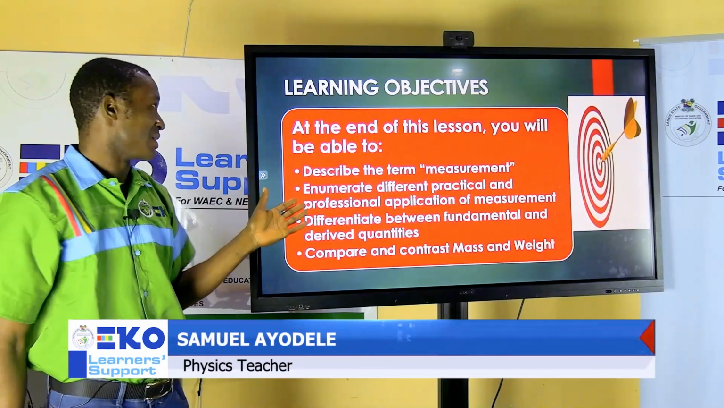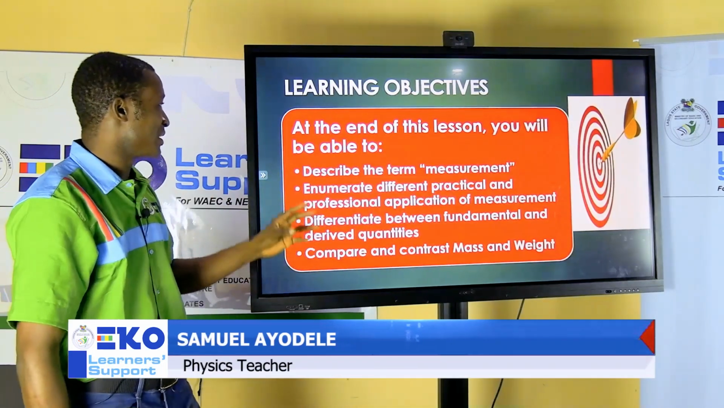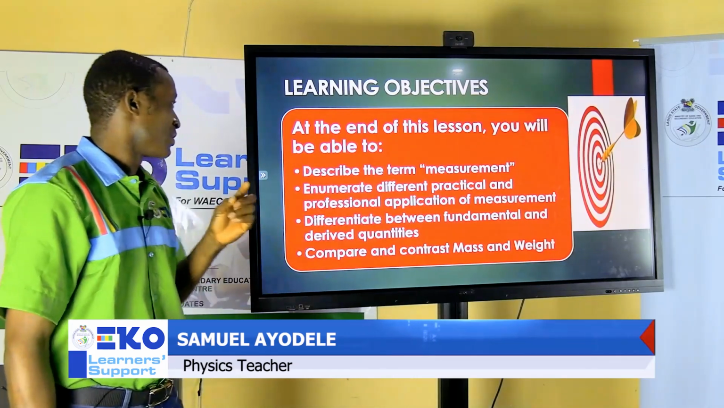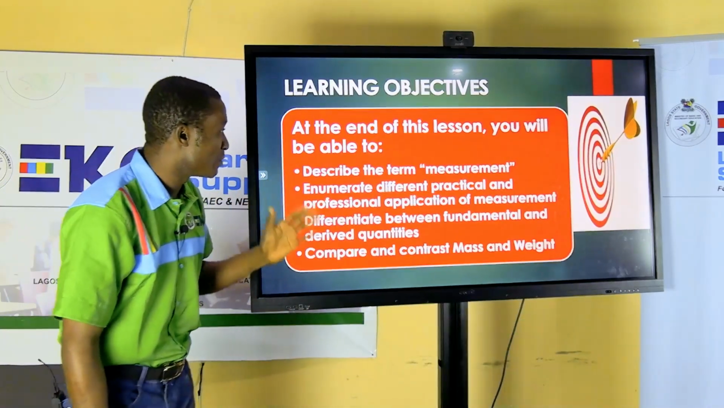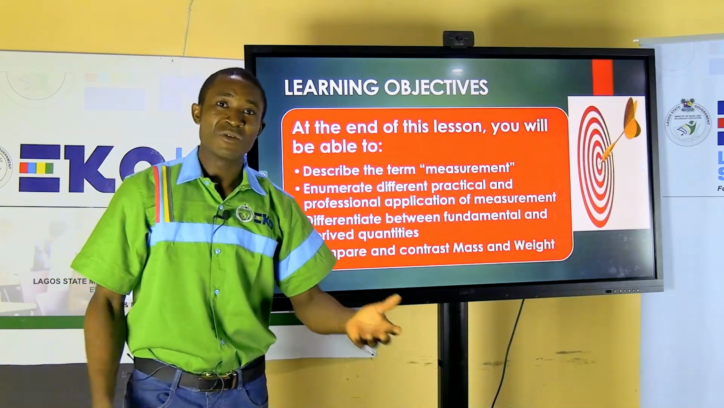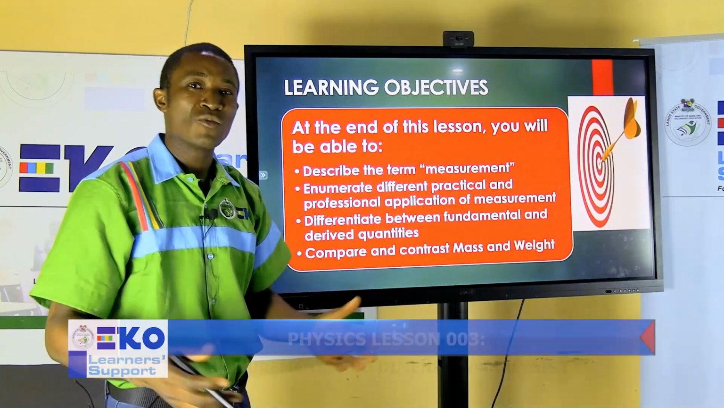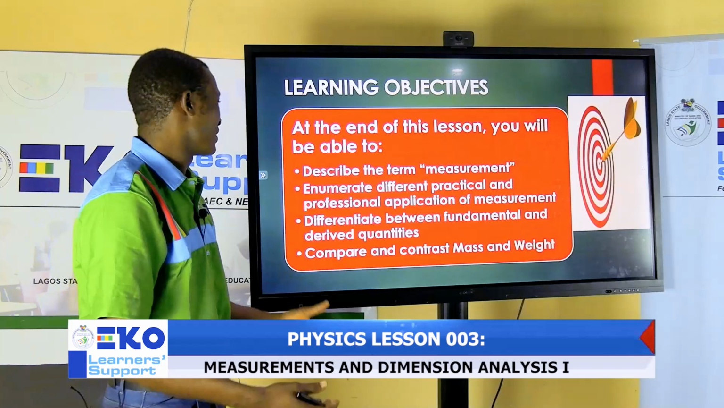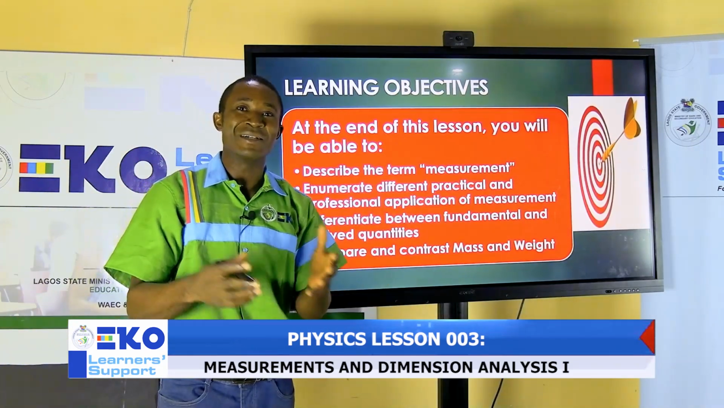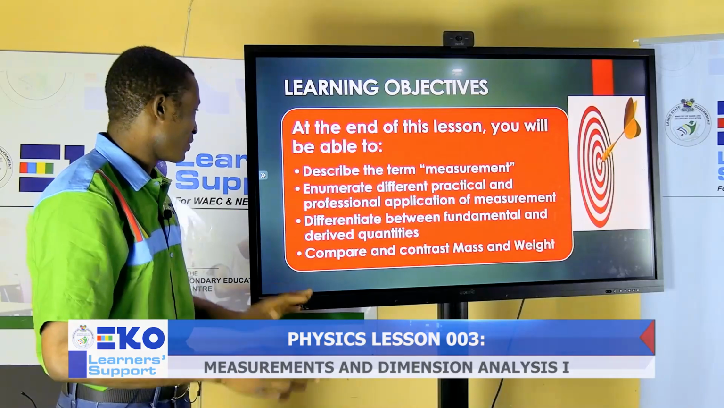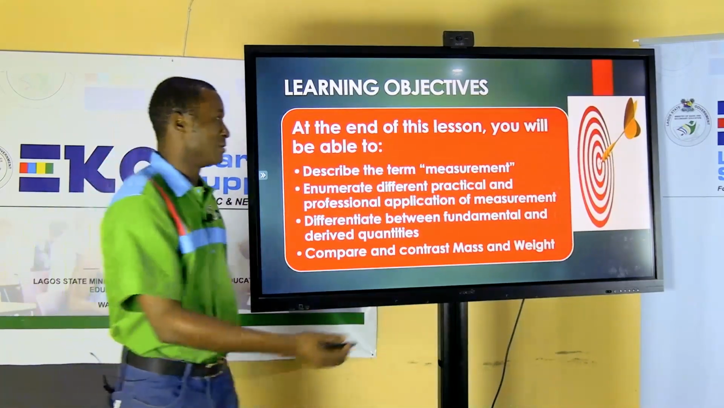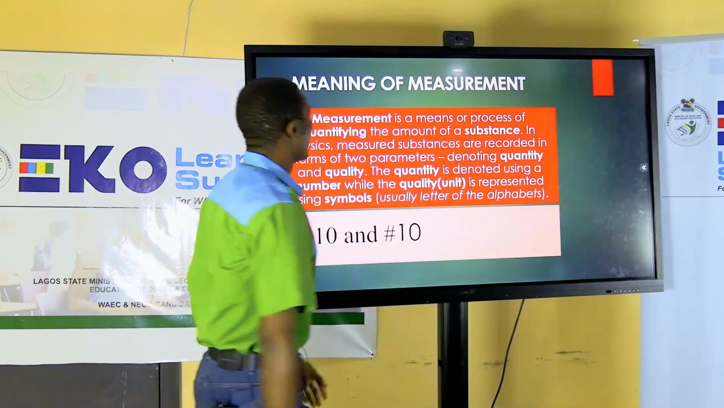Now, our objective is that at the end of this lesson, you should be able to describe the term measurement. Not only that, you should be able to enumerate different practical and professional applications of measurement, which means you should be able to tell us where you can apply measurement. Also, you should be able to differentiate between fundamental and derived quantities. In conclusion, you should be able to compare and contrast mass and weight. Let's go.